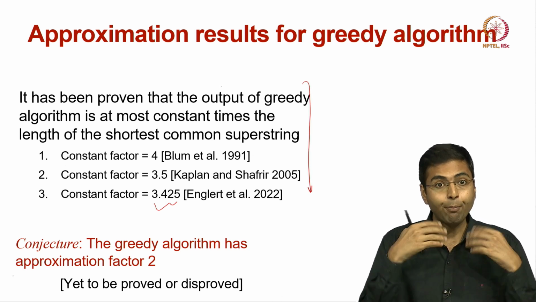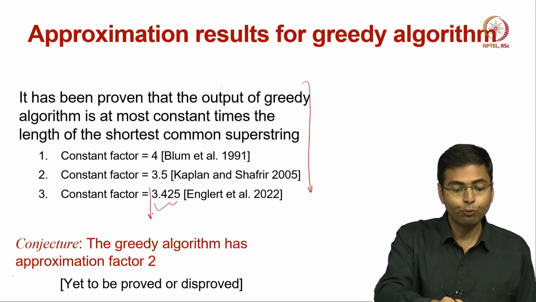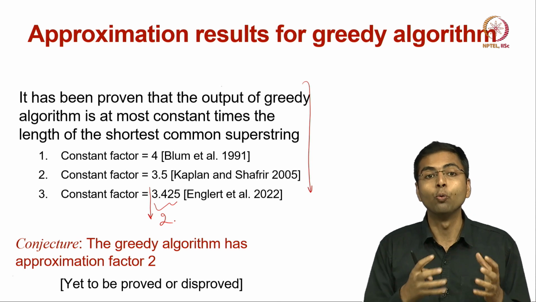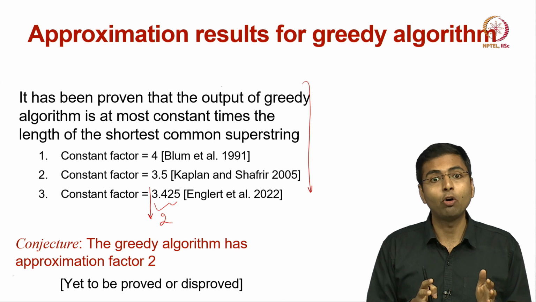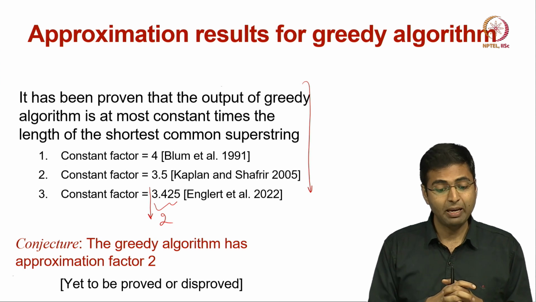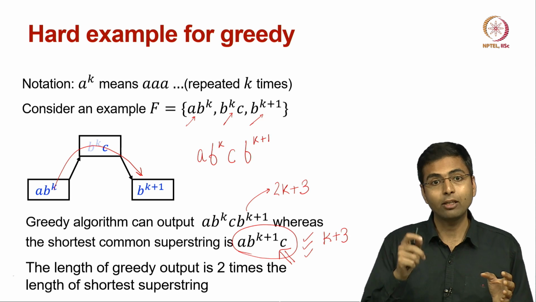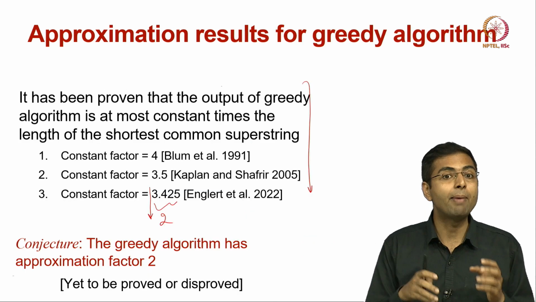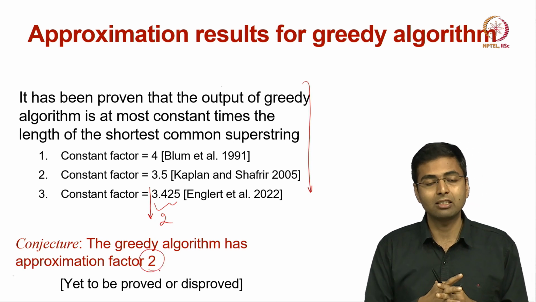That is, there is a hypothesis that it may be possible to further prove that the inequality holds for a factor of 2. However, this is yet to be proved or disproved. That is, maybe there is another worst case example where a factor of more than 2 exists, or we just need a better proof technique to prove that the constant factor, that is the approximation factor of 2, exists for the greedy algorithm.